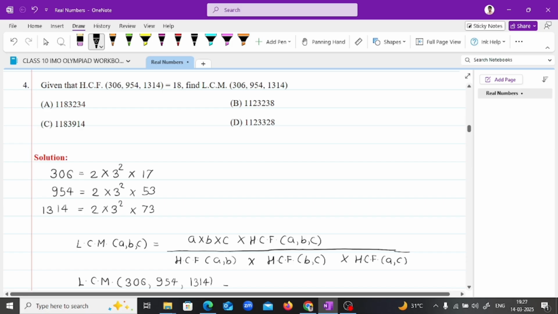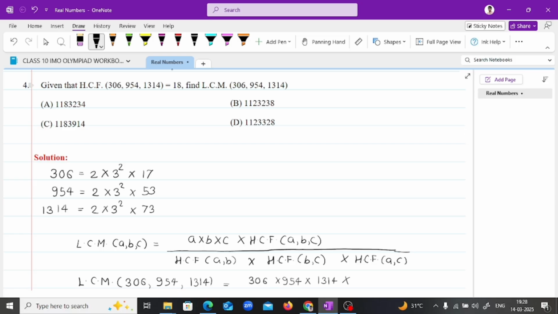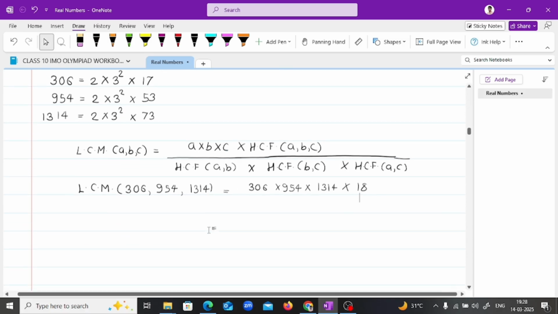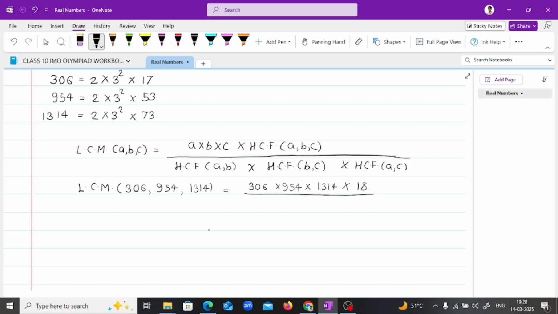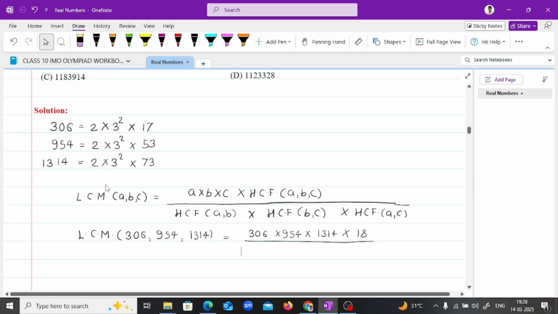So it will be equal to the product of the three numbers, that is 306 into 954 into 1314, into the HCF of all these three numbers, which is already given in the problem, which is nothing but 18, right? So I will write down 18 here, divided by the HCF of the first and second number into the HCF of the second and third number into the HCF of the first and third number, and all these three are 18. We can verify it here also.